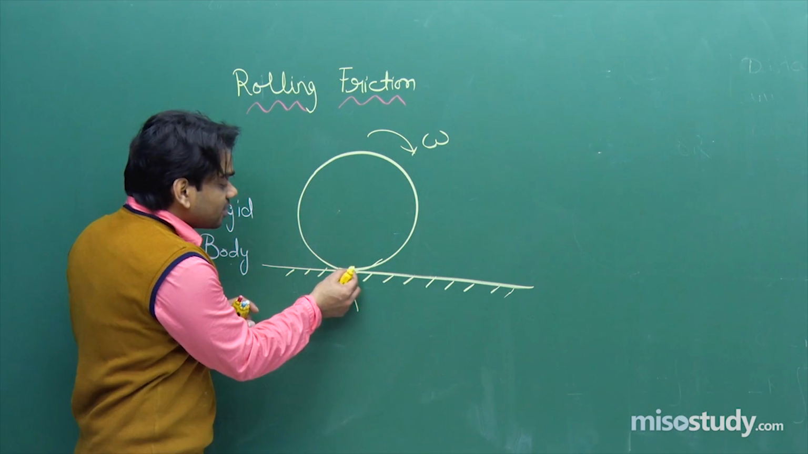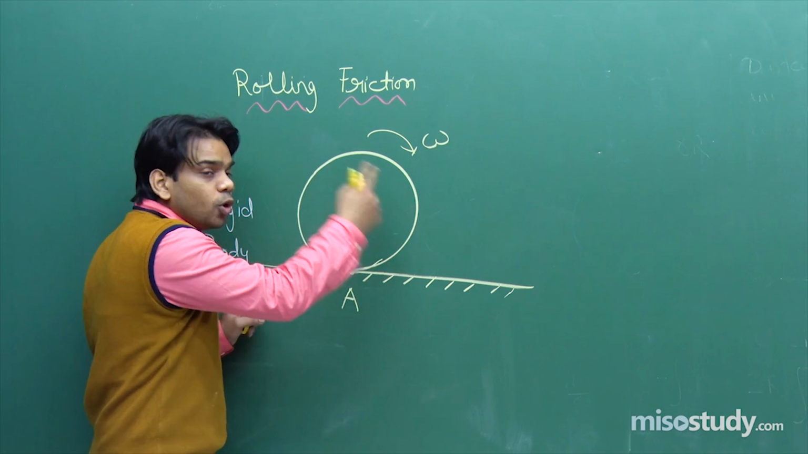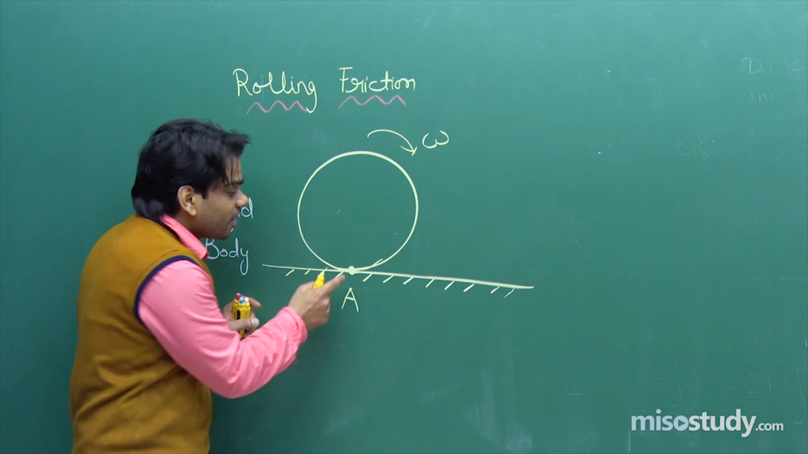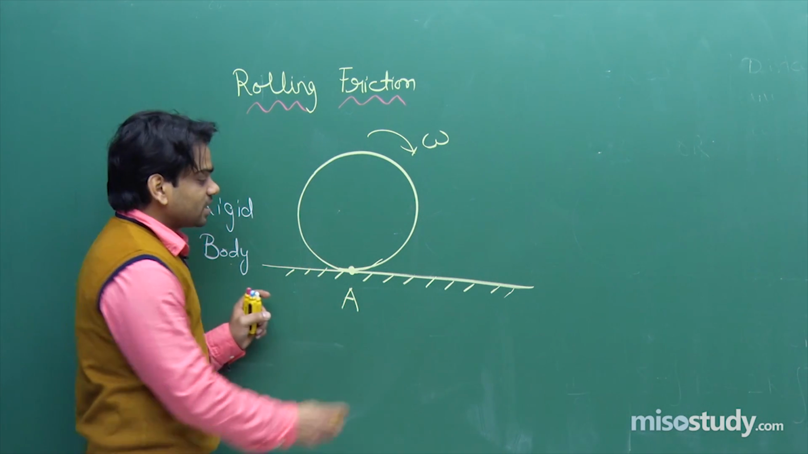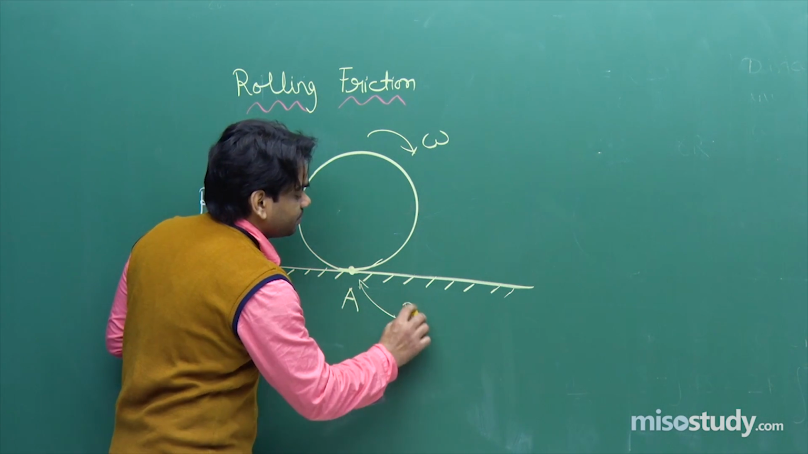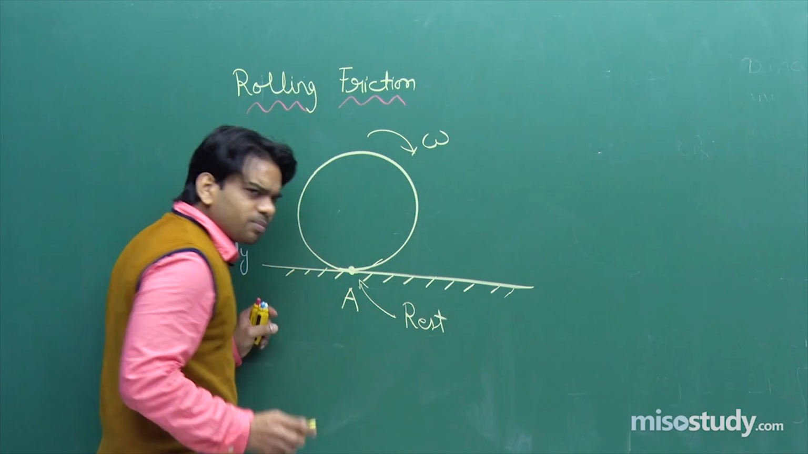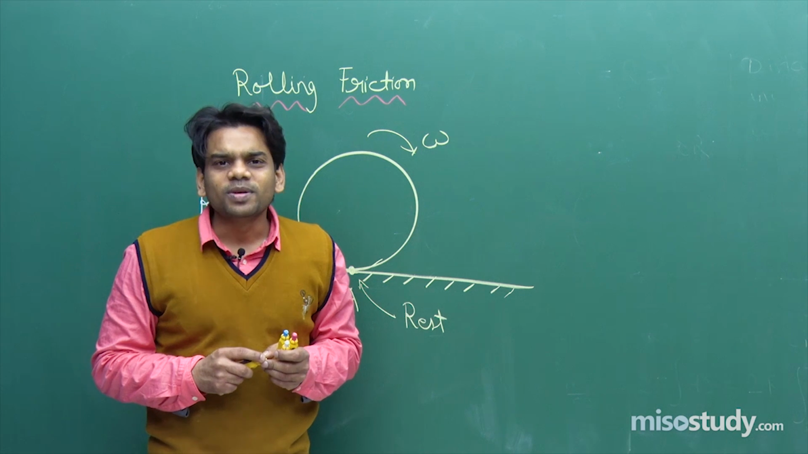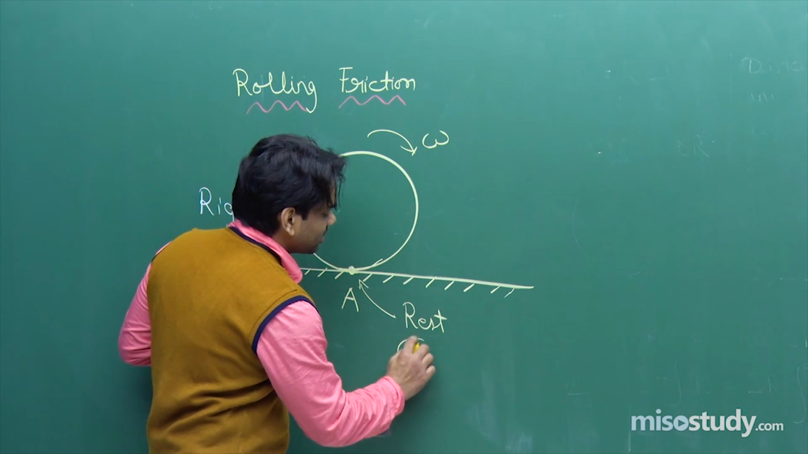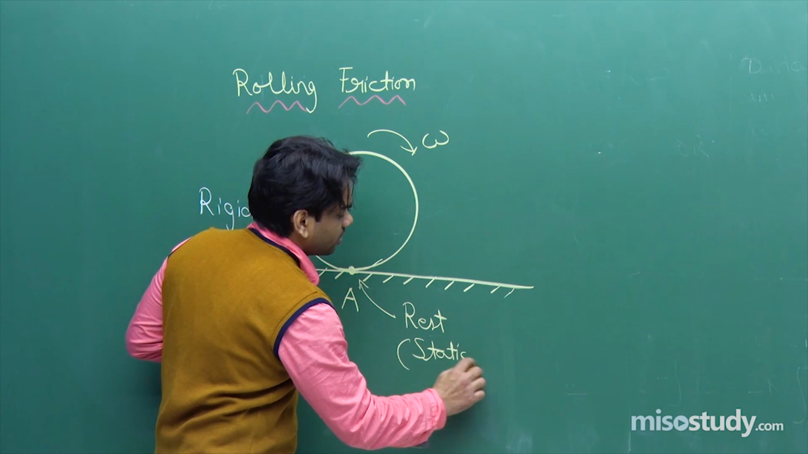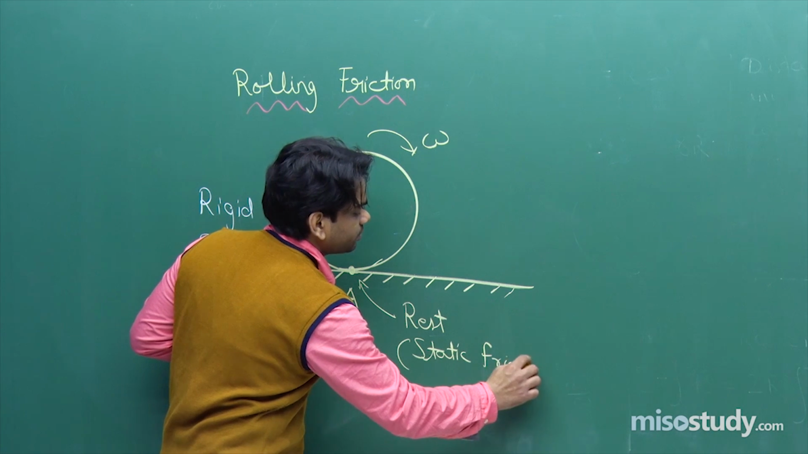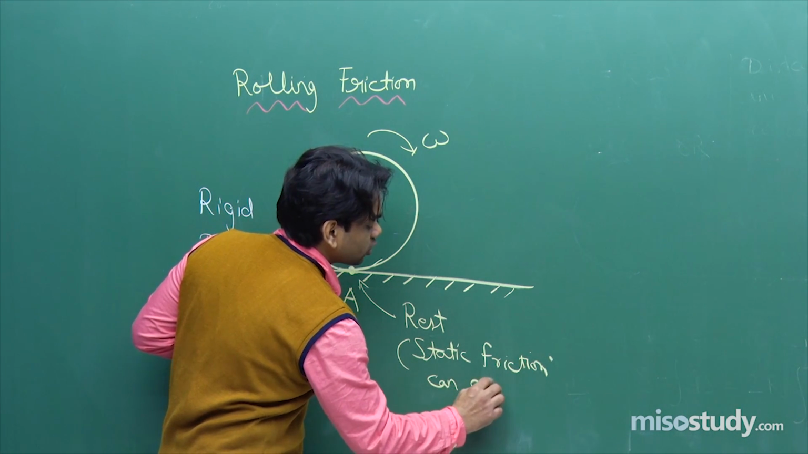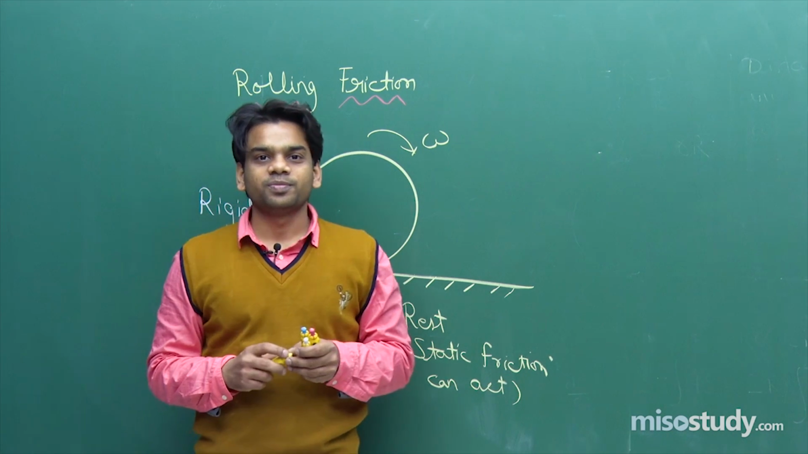And since this particle, its velocity in pure rolling, if you remember, we derived and came to the result that its velocity will be 0. That means it is at rest. If something is at rest, the only friction that can act on it will be static friction. So let me call it static friction that will be acting on it. Static friction can act because it is not slipping on the surface.